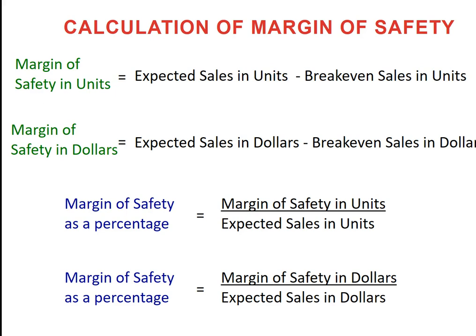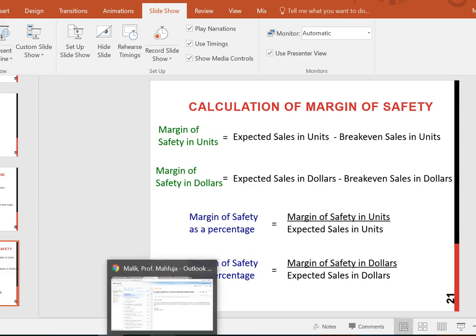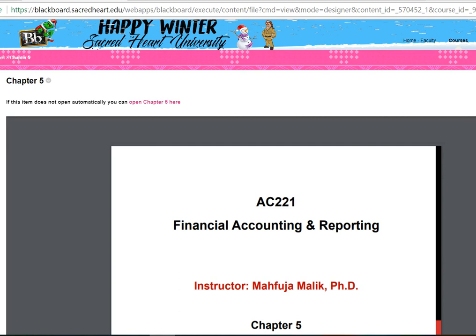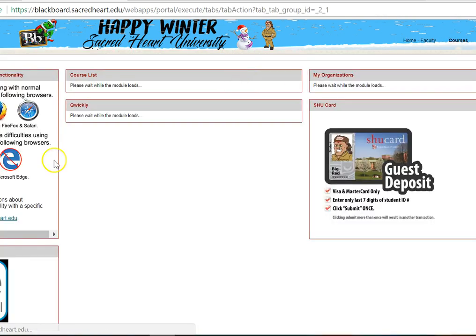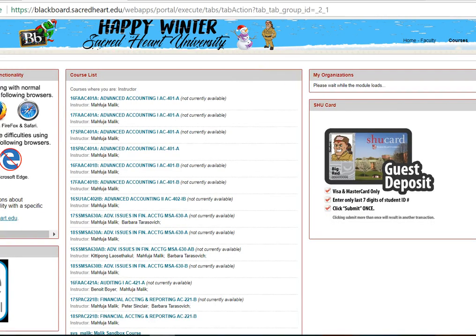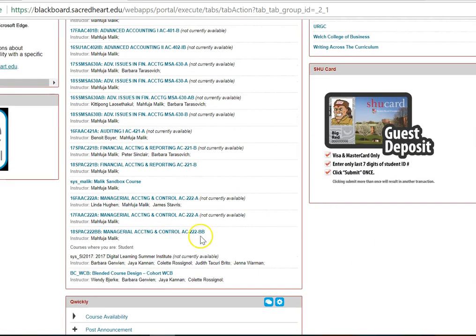And one thing I would like to say is that we have a lot of formulas. So what I did, I made a formula chart for you. If you go to your blackboard, you will see one formula chart that summarizes all those formulas that you need to know for this chapter.